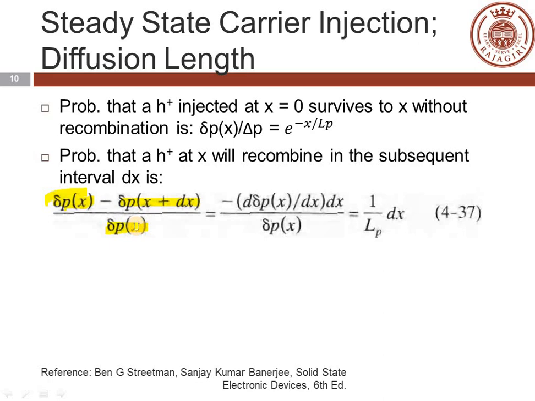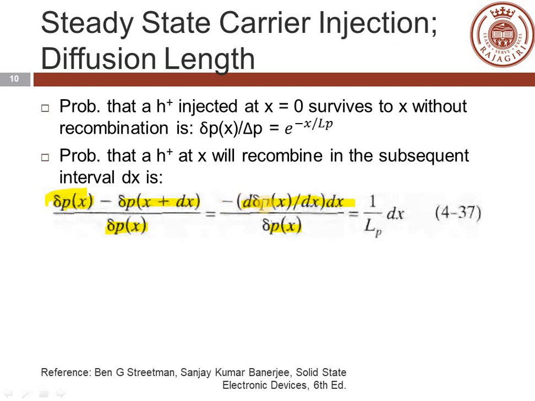Now we will be assuming delta x is tending to dx and this dx is tending to 0. Then again by applying the basics of differential equation, we can write it as minus d by dx of delta p of x by delta p of x. Once applying this delta x tending to 0, your equation will become this one.